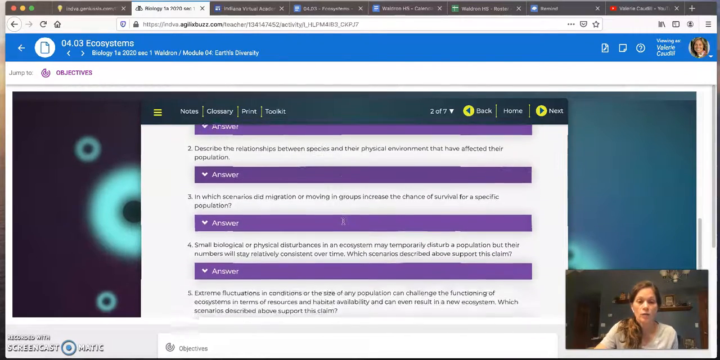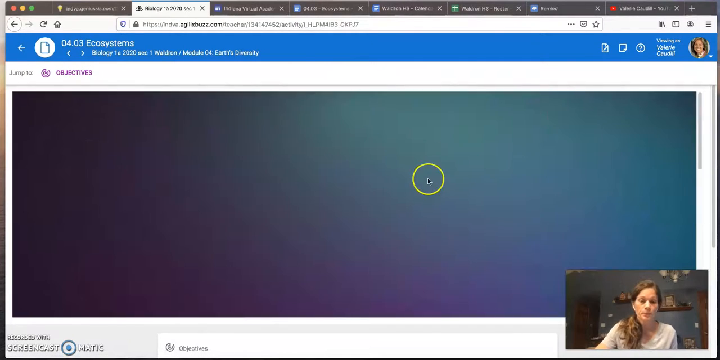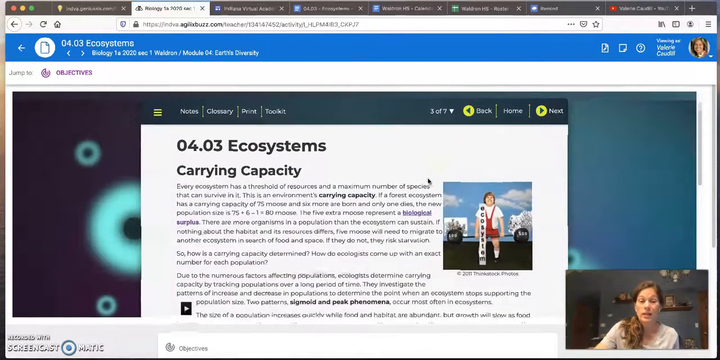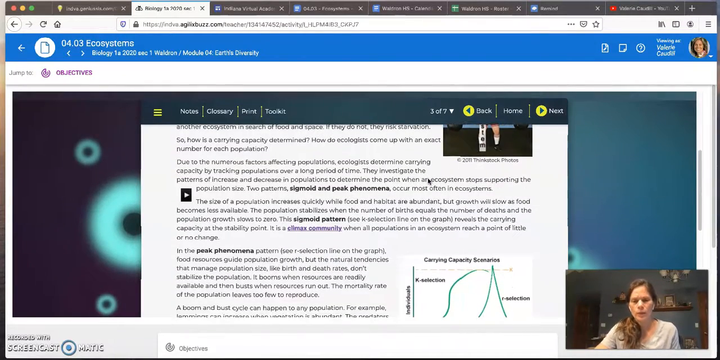We have 5 reflecting core concept questions for some practice. When you're ready and you have documented what you feel you need to on your notes page, then continue on to the next slide. Slide 3 is about carrying capacity, and you're going to be analyzing or reviewing 2 topics here, sigmoid and peak phenomena.